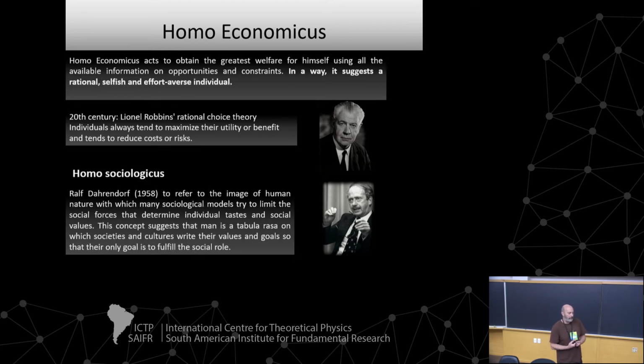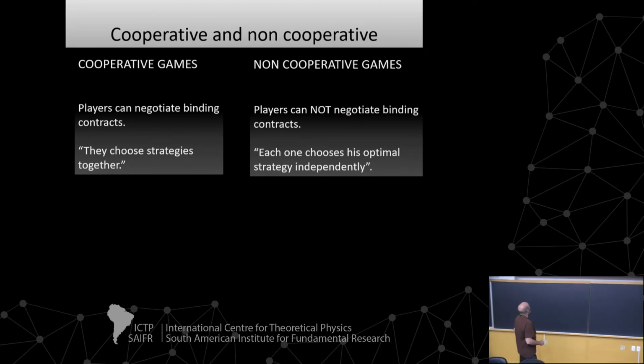Nevertheless, game theory always uses the concept of Homo economicus for the modeling, not the concept of Homo sociologicus. So let's go to different types of games. We will find in the literature that there are two different types or two big groups of different games. One of the games are called cooperative games, and the other one are called non-cooperative games.